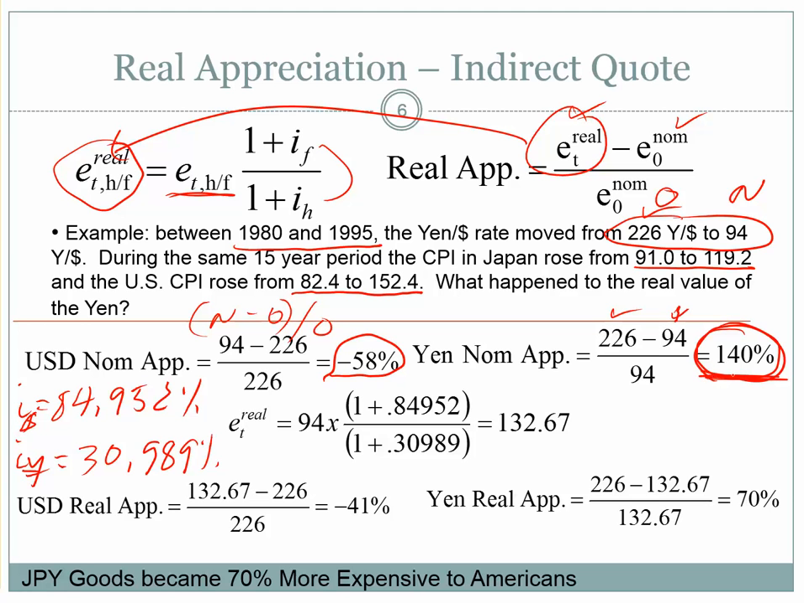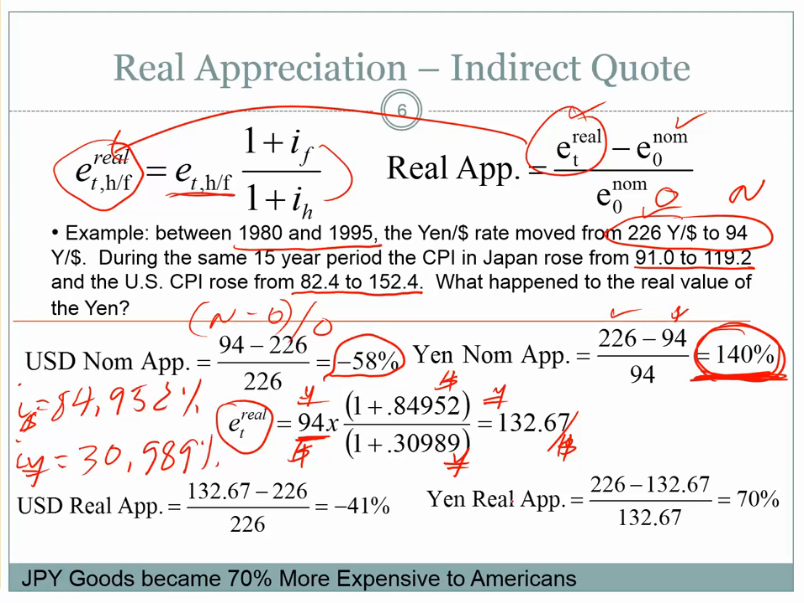So initially you might say, oh, well, that means the Japanese are at a disadvantage relative to Americans. Their goods are now 140% more expensive to Americans. Well, we can't really say that because we have to look at the inflation differentials. So we'll calculate the real exchange rate, which is the nominal rate, and I'll just keep it in the terms I'm given. Since these are indirect terms, I'll just keep it that way. So the new exchange rate's 94. This is yen per dollar. So then I'll put dollar over yen inflation, 84 and 30, and you see the real exchange rate at the end of this period is 132.